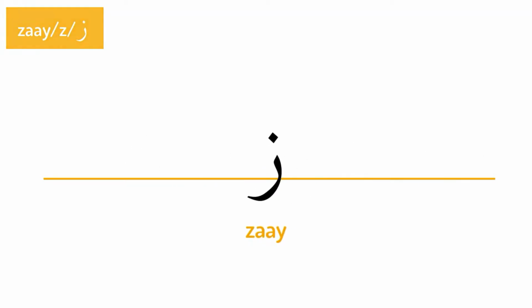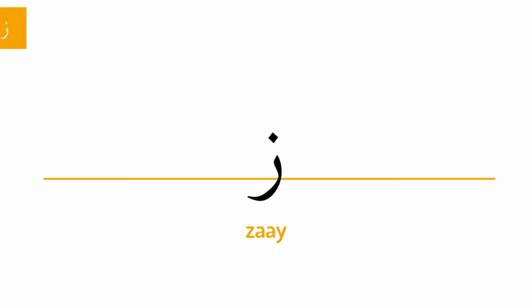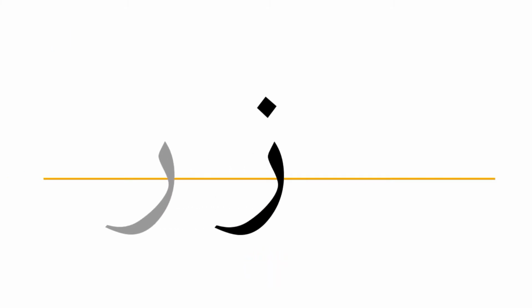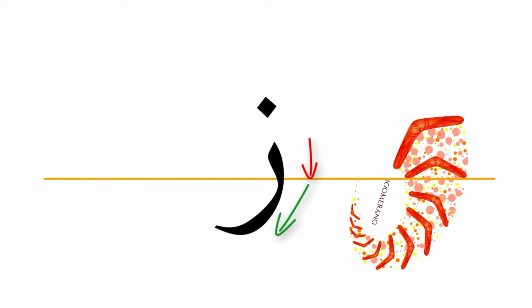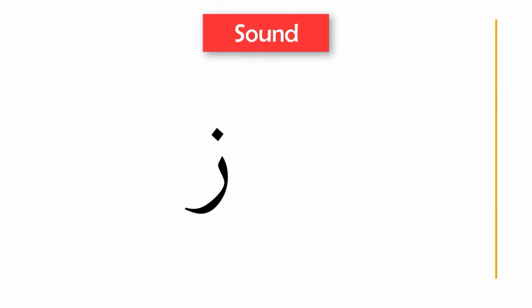The next letter that we have in this group is called Zay. Much like the Ra, the letter Zay has the same boomerang shape, except with the addition of a dot placed above it. The sound that it produces is exactly like the letter Z in English.